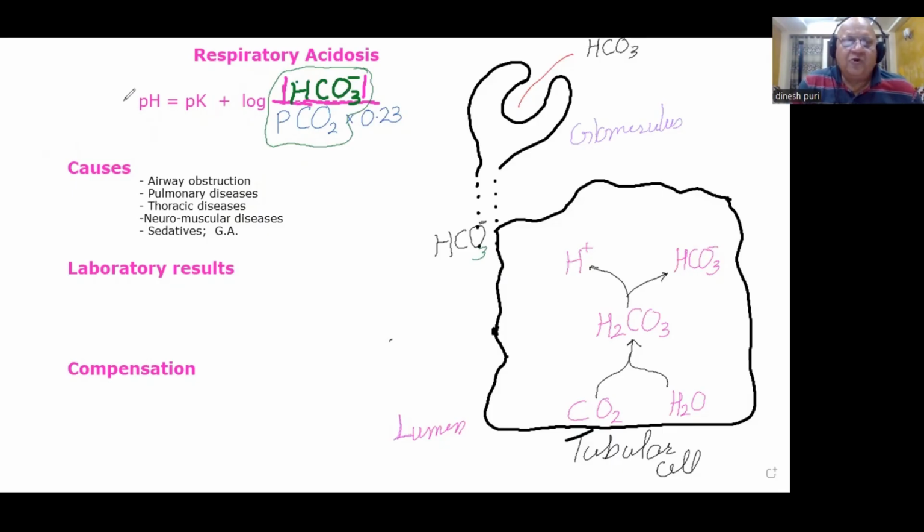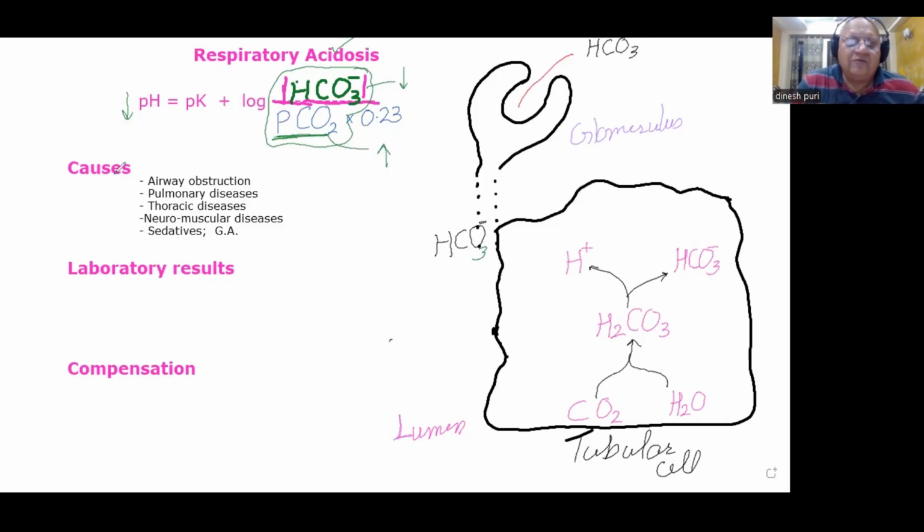Now, acidosis, a fall in pH, can occur either if the numerator of this ratio decreases or if the denominator of the ratio increases. In both cases, the pH will fall and the condition would be called acidosis. Whenever there is a primary fall in the bicarbonate ions, we call it metabolic acidosis. And in case of respiratory acidosis, the primary defect is a rise in the partial pressure of carbon dioxide.